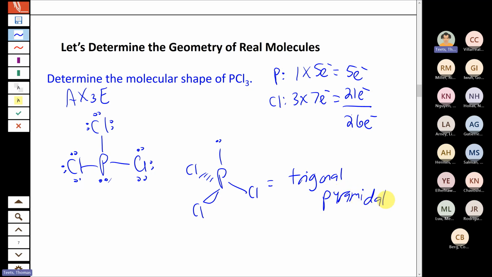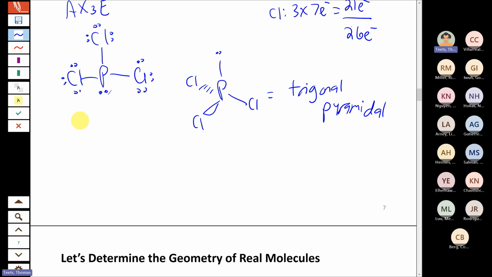So in this structure here, the 3 chlorines make a triangular base, and then the central atom phosphorus is sort of above that triangle, making a trigonal pyramid. All right, so the lone pair is still there, but the molecular shape, or the molecular geometry, only accounts for the atoms. All right, so any questions on that?